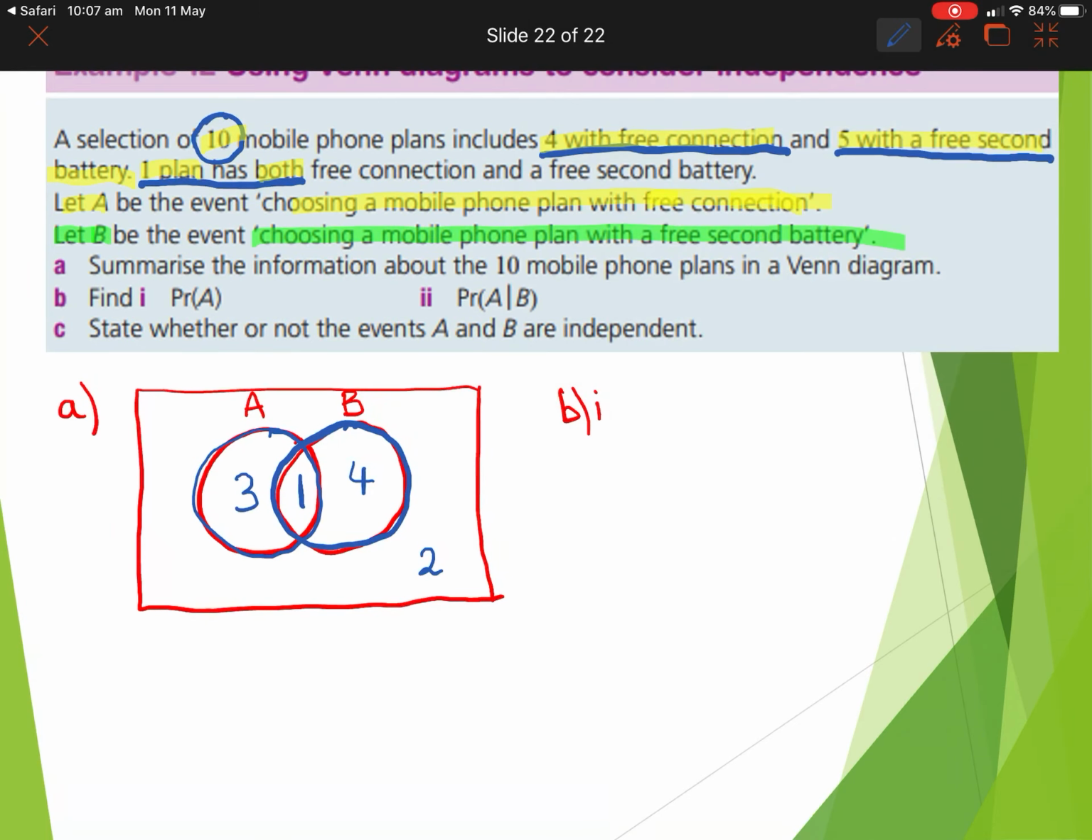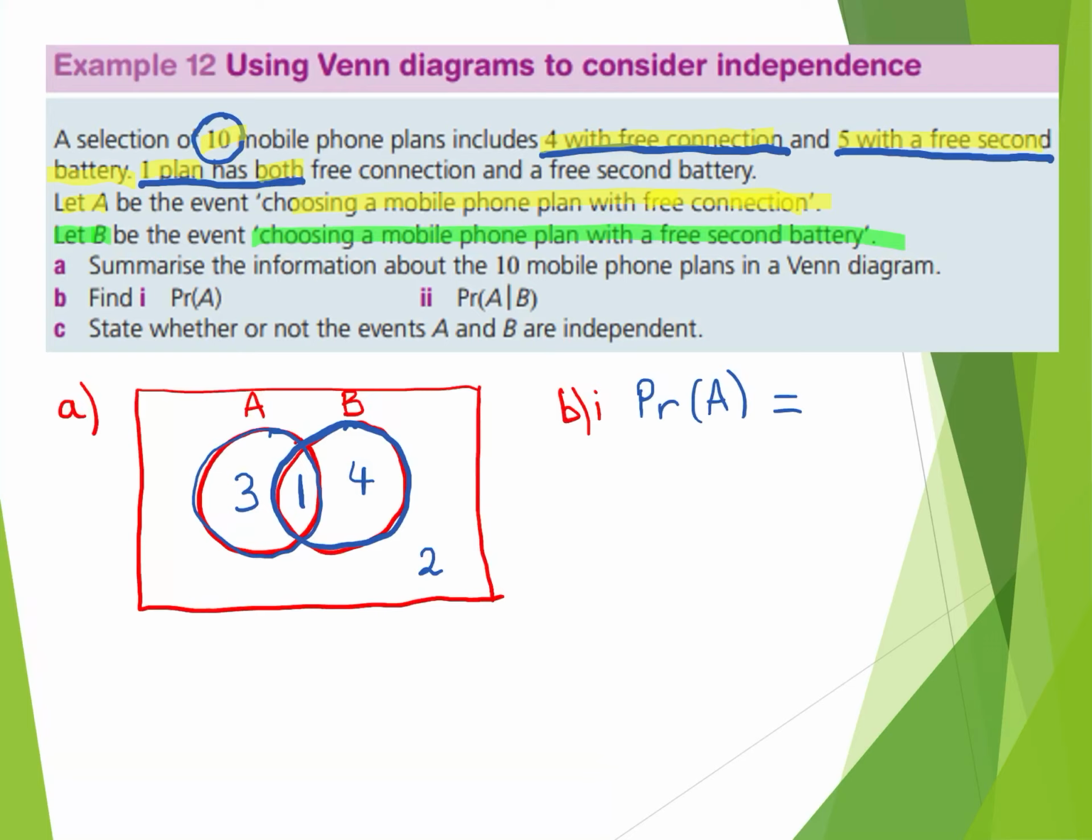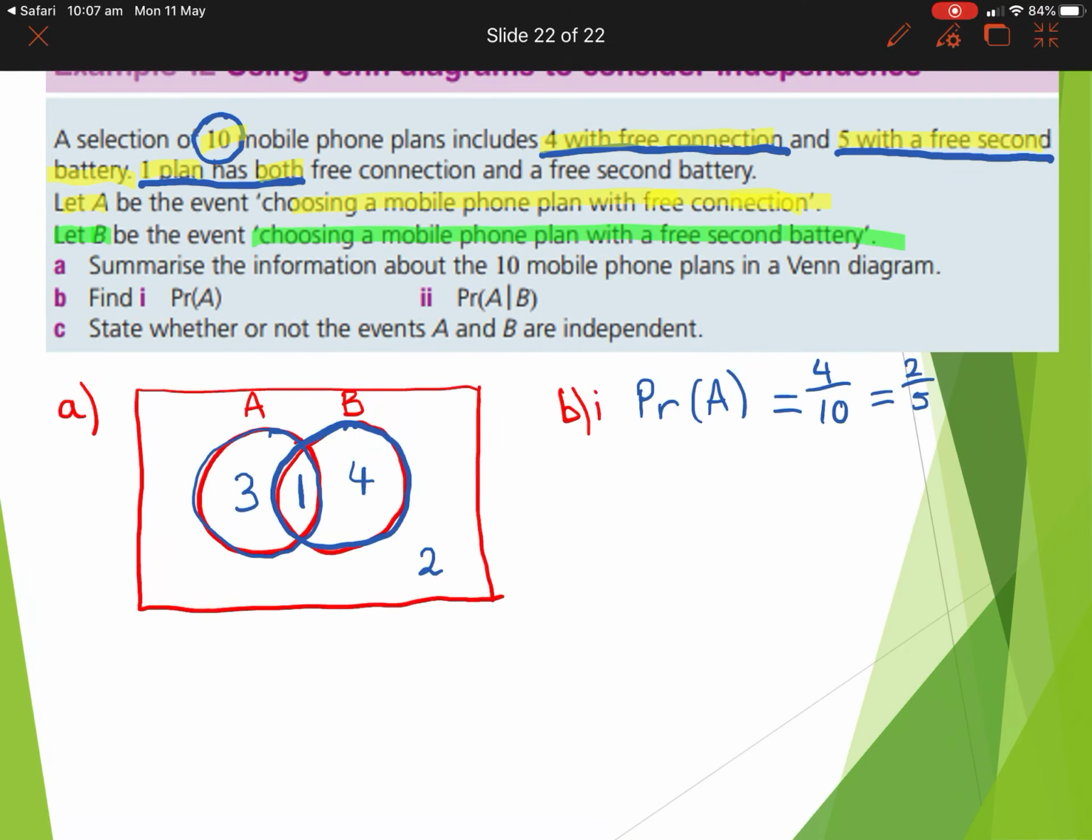B, i asks us to find the probability of A. Okay, probability of A. How many is in A here? Well, 3 plus 1, there's 4. Okay, 4 out of how many plans altogether? 10. Now, we need to make sure we simplify. So this will go to 2/5.